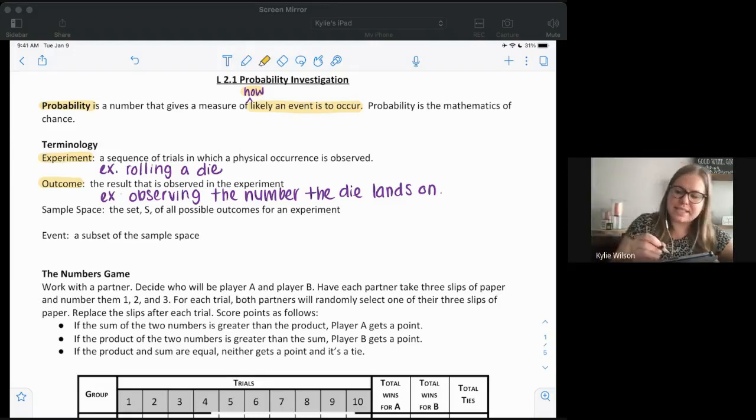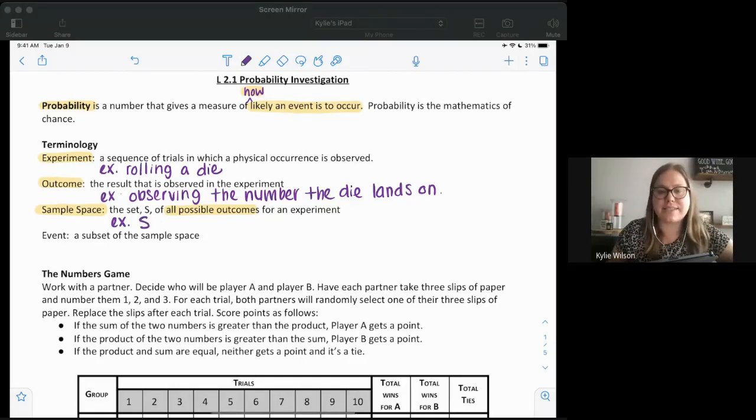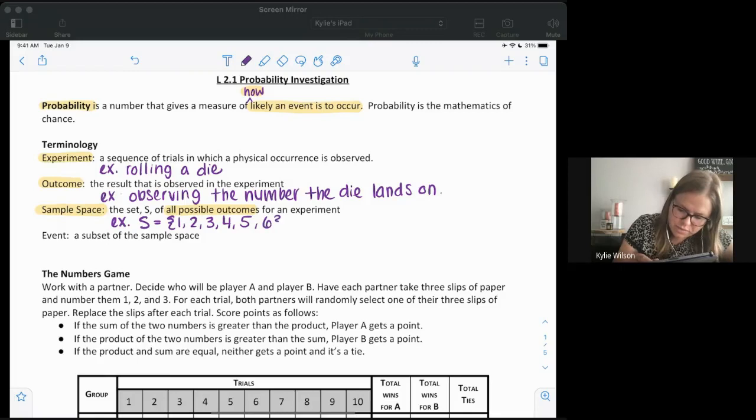Next is our sample space. And sample space is the set S of all possible outcomes for an experiment. So for example, if we're sticking with our die example, all of my possible outcomes, I could roll a 1, a 2, a 3, a 4, a 5, or a 6. Those are all of my possible outcomes there.